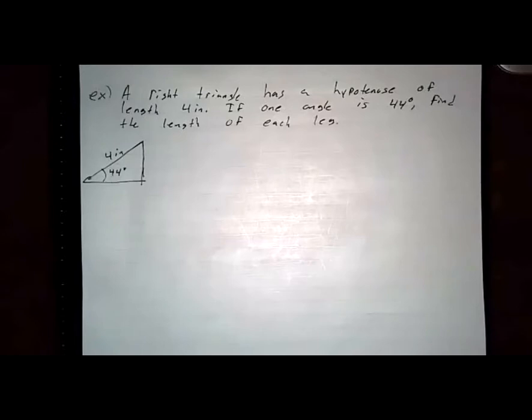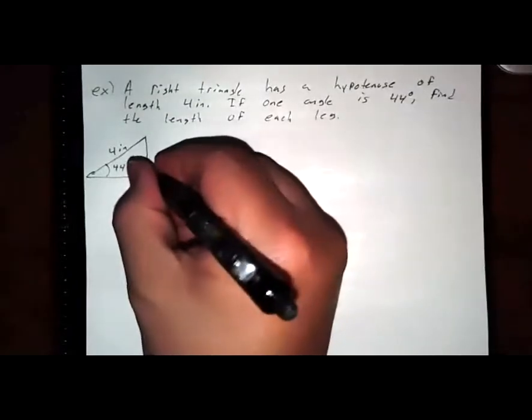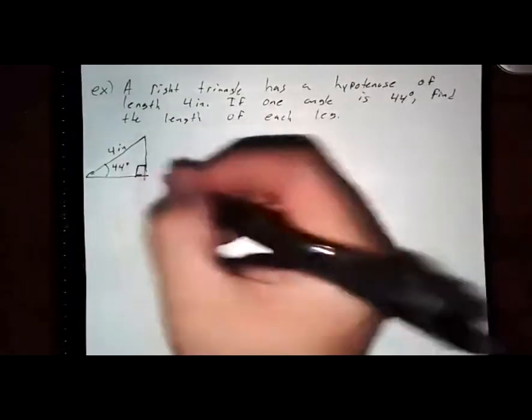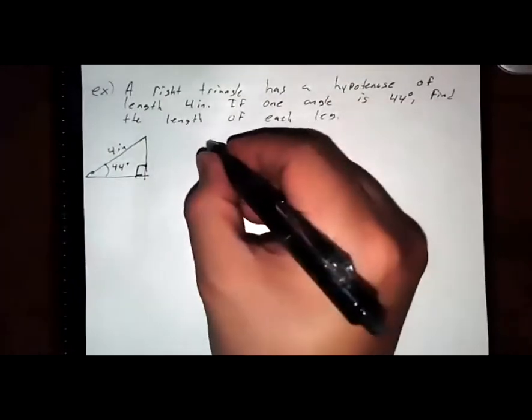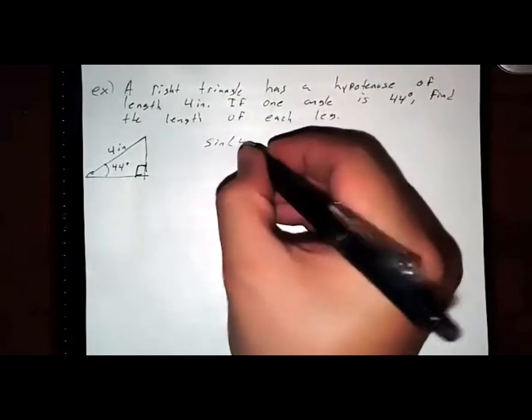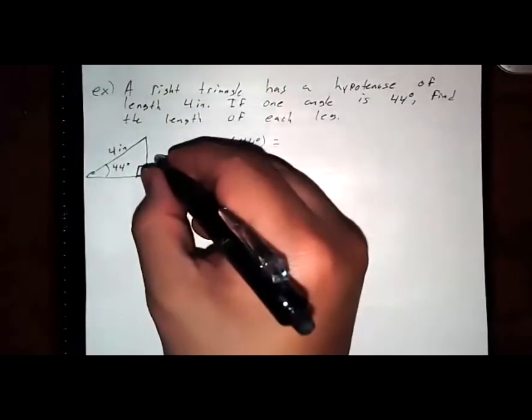What would you use? You could use sine or cosine for this one. Either one would be fine. Let's do sine. Sine of 44 degrees is equal to the opposite side over the hypotenuse, right?